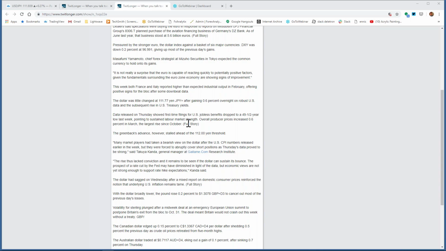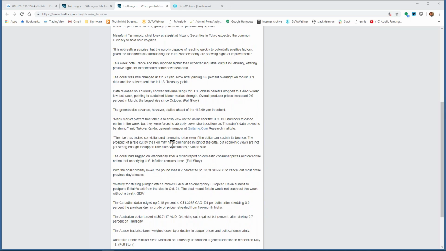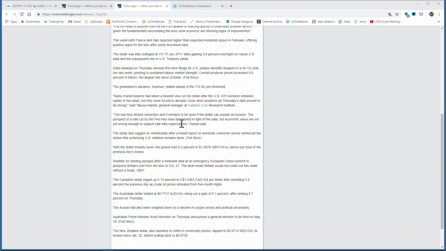The data released on Thursday showed first-time U.S. jobless benefit claims dropped to a 49.5-year low. The greenback's advance, however, stalled ahead of the 112 yen threshold. Many market players had taken a bearish view of the dollar after the U.S. CPI numbers released early in the week, but they were forced to abruptly cover shorts as the data proved to be strong, said Takuya Kanda. The dollar's rise this week lacks conviction, and it remains to be seen if the dollar can sustain its bounce.